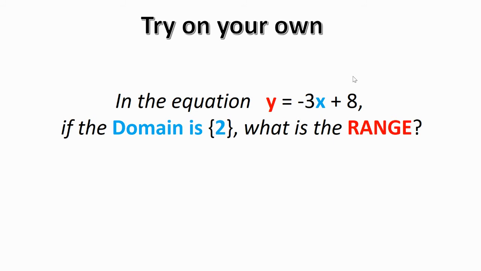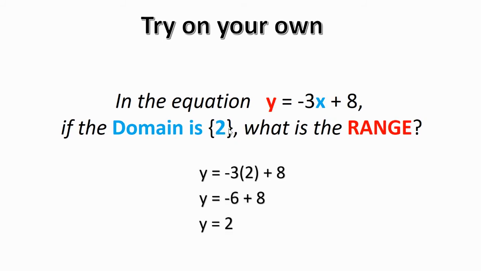So we're going to try it on our own. In this equation, y equals negative 3x plus 8. If your domain is 2, what is the range? All right? And so we're going to take that, we're going to plug that 2 in. Y equals negative 3 times 2 plus 8. Negative 3 times 2 is negative 6. And negative 6 plus 8 is 2. Use your calculator on that simple math.